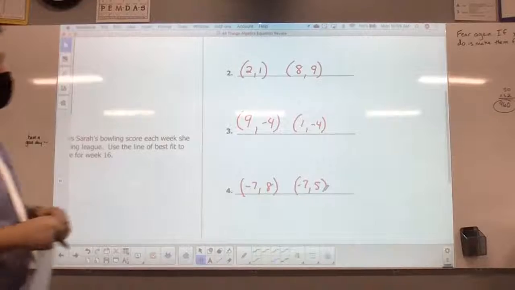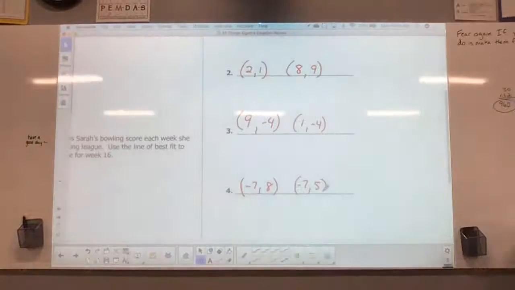Okay? Any questions on these? Now, I want you to try to do it yourself. Use the slope formula if you're using a pencil. If you're using a pen, take it easy with it. Make sure you get it right. Okay.